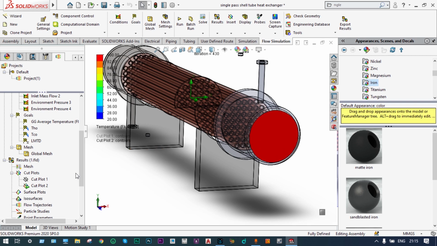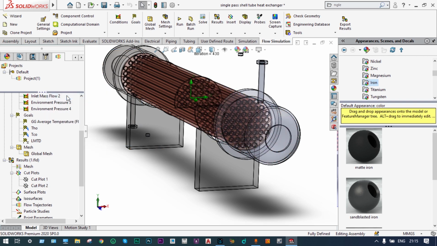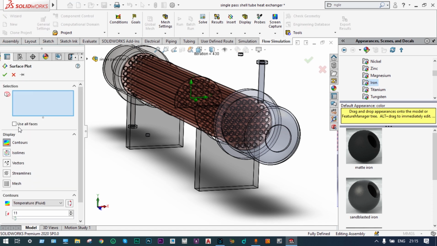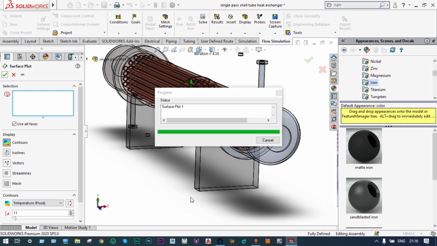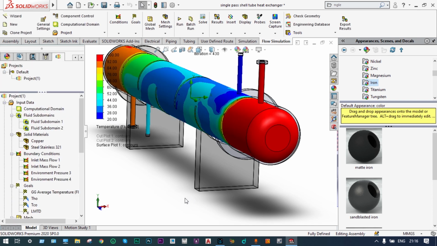Okay, done. So clear and hide this part. We want to see surface plots again. Surface plots, insert, and use all faces, and want to see temperature of fluid. Green check. Okay, it is a very nice picture.